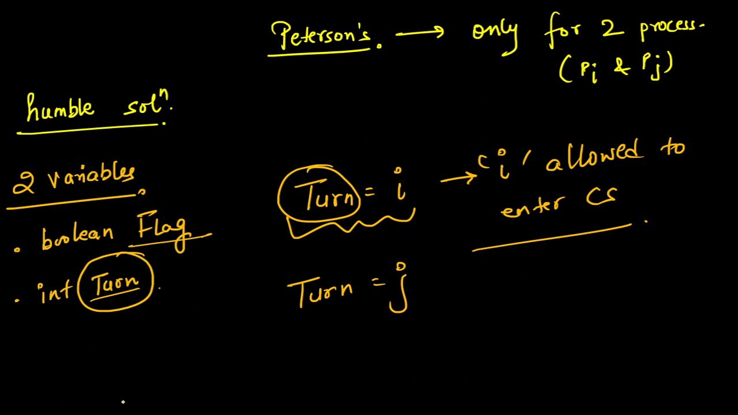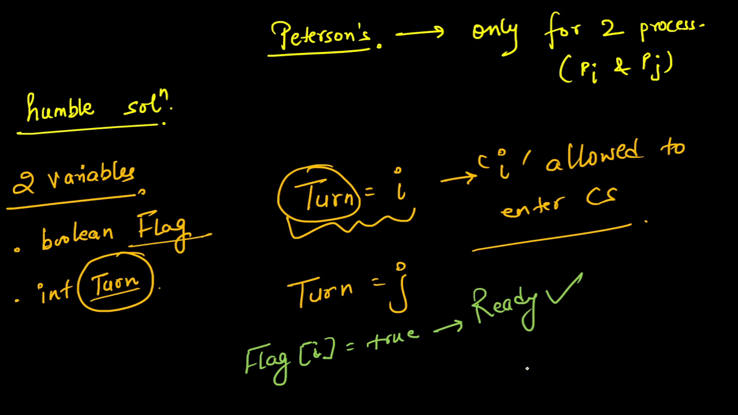Suppose I'm saying that flag of I is true. If this is the case, this means that process Pi is ready to enter the critical section. But if flag of I is false, this means that it does not want to enter the critical section. It is not ready to enter the critical section.